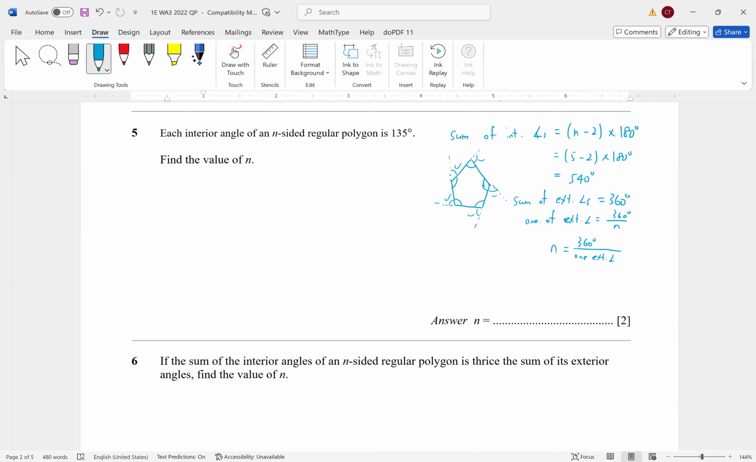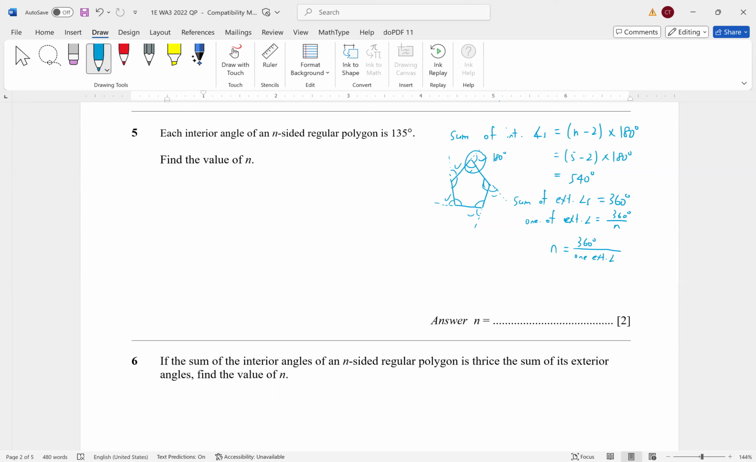The last thing to note is that if you look at the figure, 1 interior angle plus 1 exterior angle will always equal 180. 1 interior plus 1 exterior will always add up to 180. With this piece of knowledge, we will be able to solve question 5 very easily.